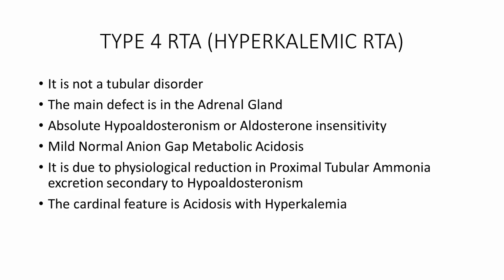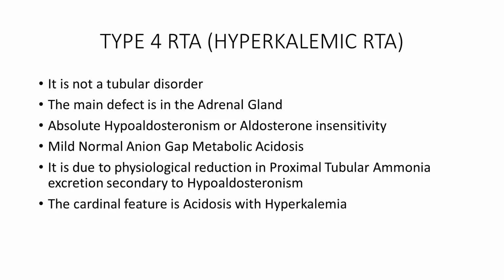If there is no production of aldosterone, which is also called hypoaldosteronism, or aldosterone is being produced but the kidneys are insensitive to aldosterone, there is mild normal anion gap metabolic acidosis. It is due to physiological reduction in proximal tubular ammonia excretion because of hypoaldosteronism. Hypoaldosteronism leads to reduction in proximal tubular ammonia excretion.